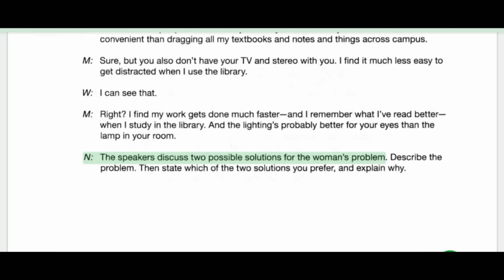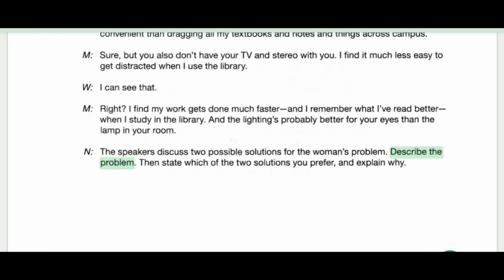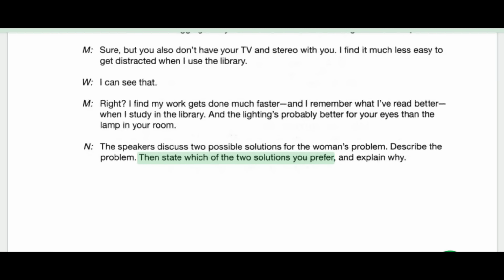The speakers discuss 2 possible solutions for the woman's problem. Describe the problem, then state which of the 2 solutions you prefer, and explain why.